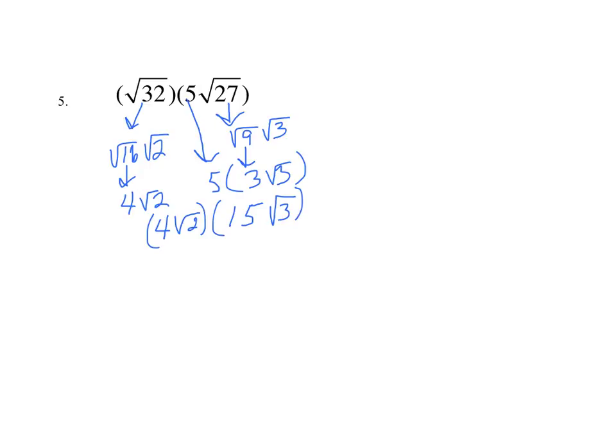And then now we can multiply our outside values. 4 times 15 is 60. Square root of 2 times 3 is square root of 6. And then now we ask ourselves, can we simplify the square root of 6? 6 is not a perfect square. 4 does not go into 6. And so we're done.